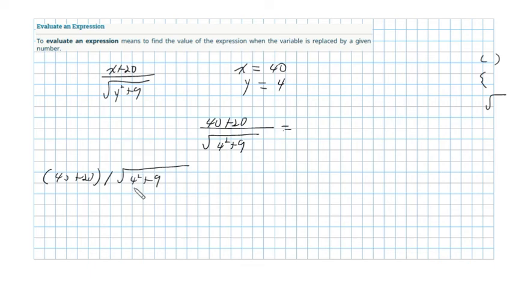It's telling us that all of this is grouped. You can't just find the square root of 4 squared. You have to find the square root of everything in here. In other words, you have to carry out this operation first before you apply this square root sign. You have to carry out what's in here.